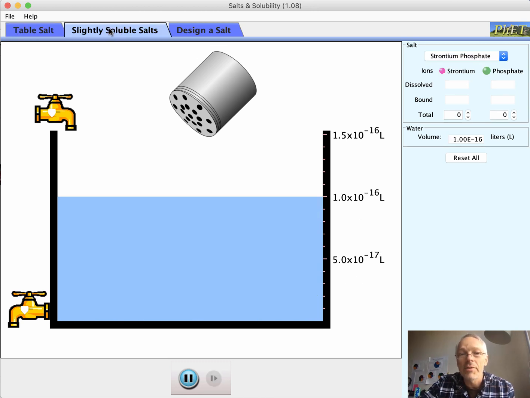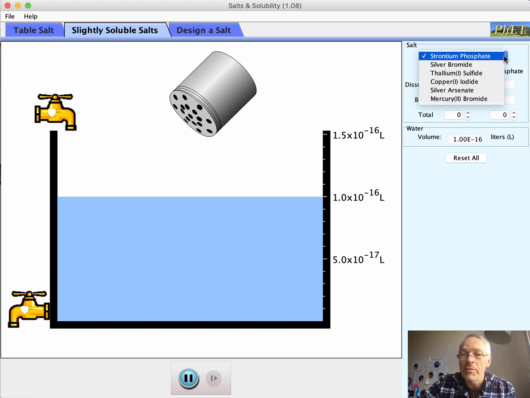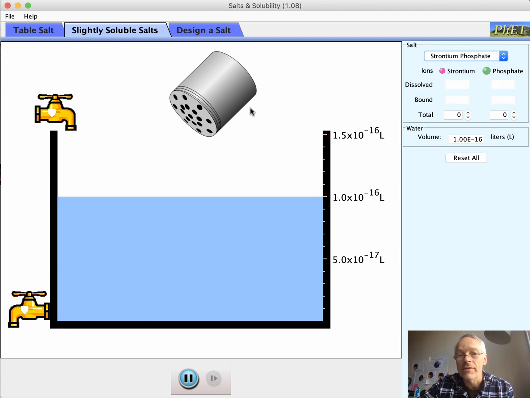And if you click on that tab at the top of the simulation, you see on the right there is strontium phosphate, but that's a drop-down menu. And you can choose from any one of these 6 different slightly soluble ionic compounds. All ionic compounds will dissolve at least a tiny, tiny bit in water. But some of them, like the slightly soluble salts in this simulation, dissolve so little that it seems like they are not soluble at all. And you'll see what I mean in a minute.